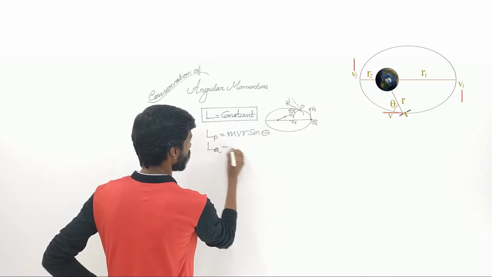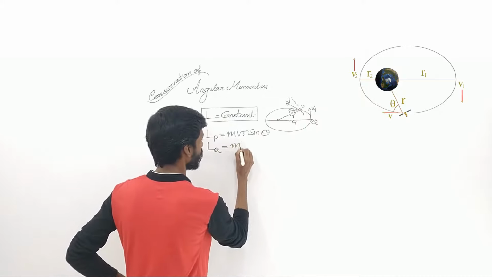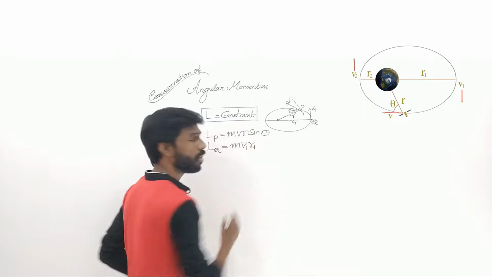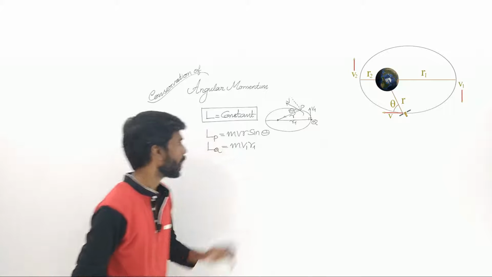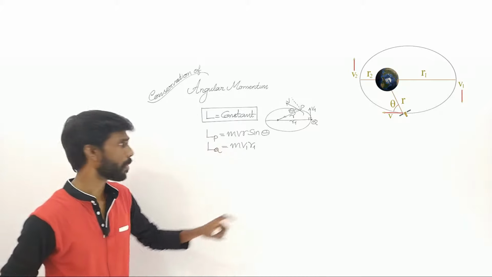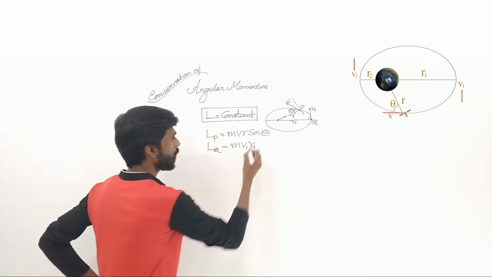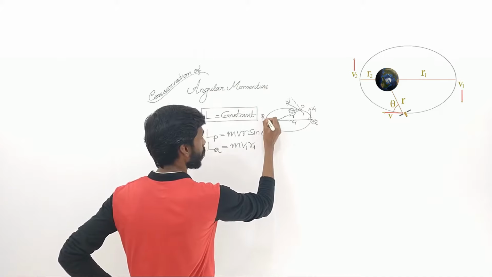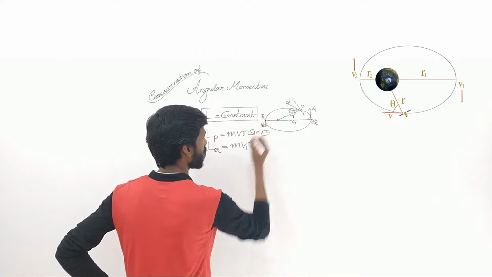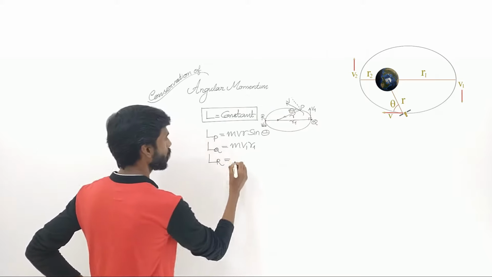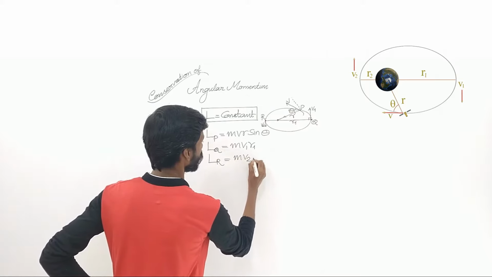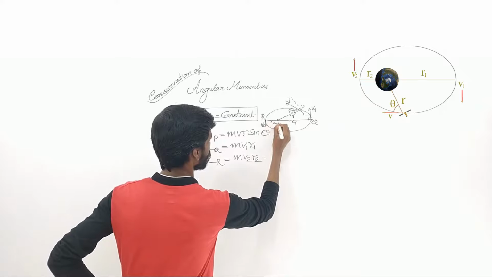So LQ equals M V1 R1, and that's it, because the angle here is 90 degrees. So M V1 R1 is the angular momentum at the right hand point. Similarly, let us calculate the angular momentum at the left hand point. Take it as R, and the speed can be taken as V2. So the angular momentum at that point, LR, is given by the same formula, M V2 R2, where this distance is R2.